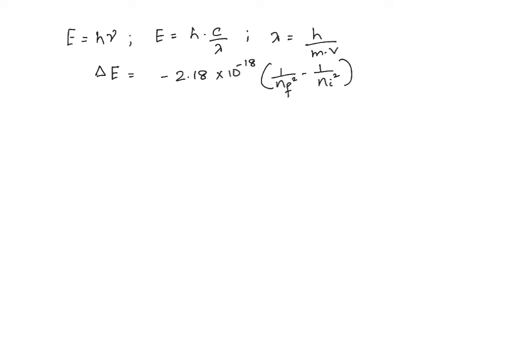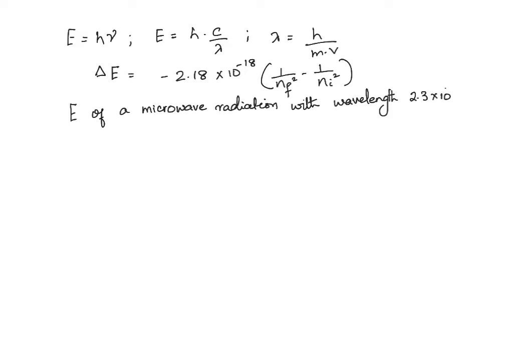What is the energy of a microwave radiation with wavelength 2.3 times 10 raised to negative 2 meters, right? So they're telling you that it's a microwave radiation, that this is the wavelength. They're asking you for energy.